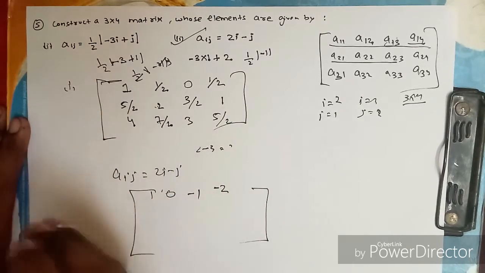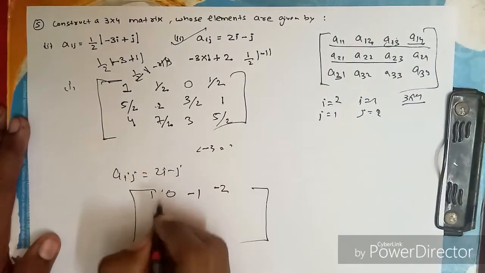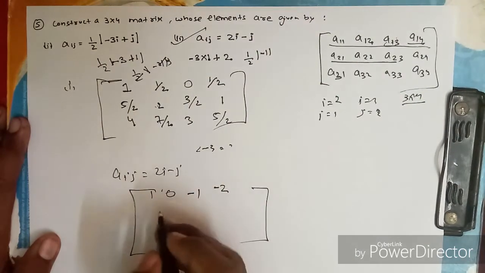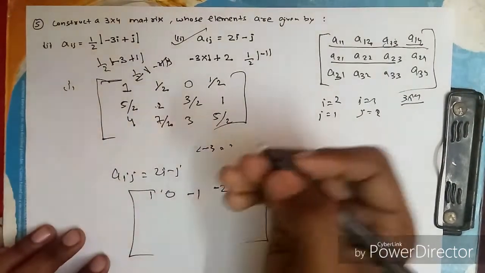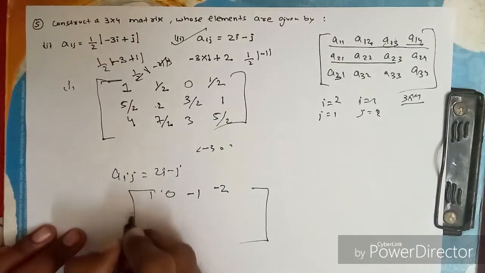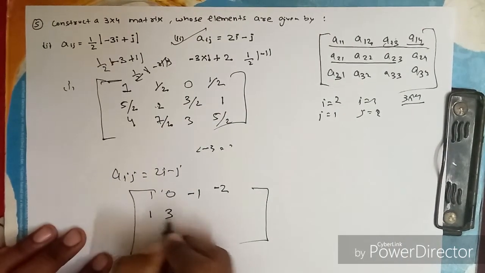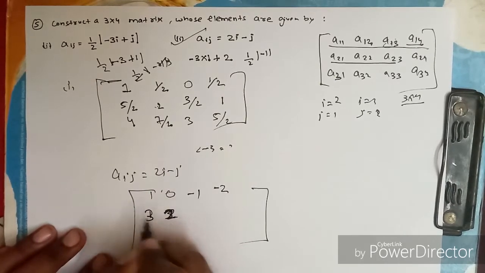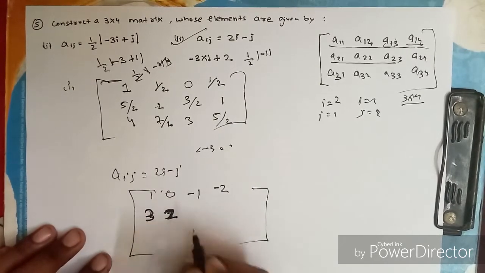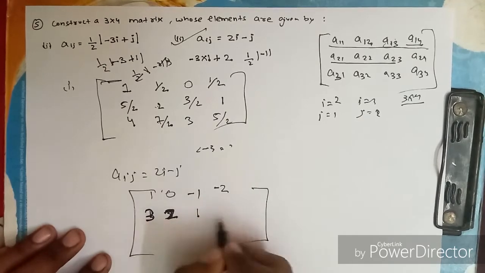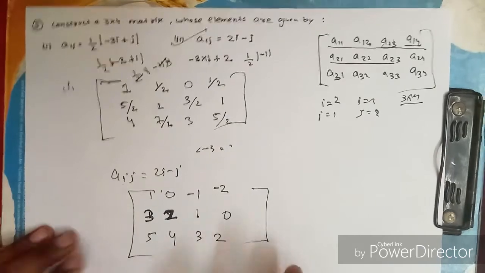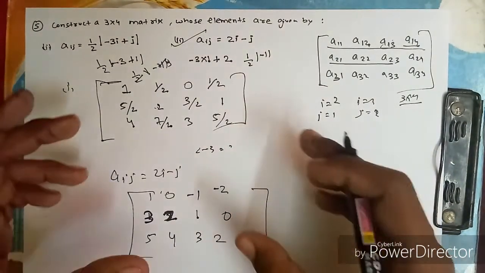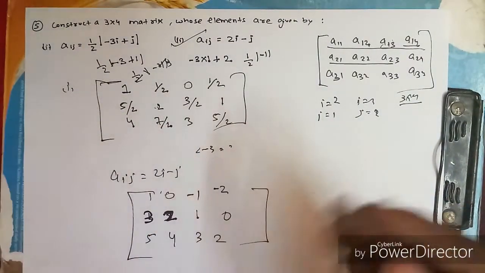Again, you can easily solve this by putting the values and you can easily find your answer. I'm just writing the solution. You once check by solving yourself, right? I'm sorry. This is 3 and this is 2. 3 2 1 0, 5 4 3 2. Okay, you once check this solution. Let us take the next problem and try to discuss that.